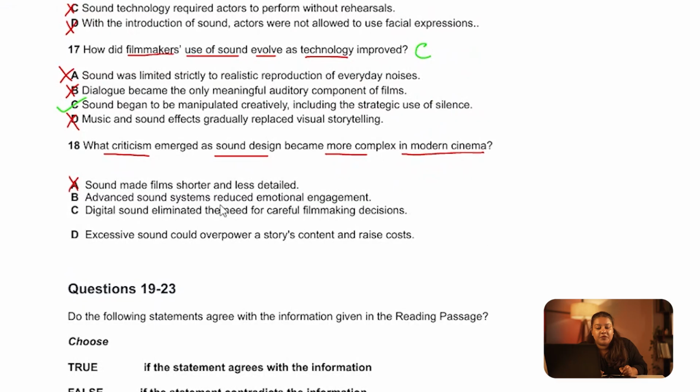Eliminate. Advanced sound systems reduced emotional engagement. We do not have anything mentioned regarding emotional engagement. Digital sound eliminated the need for careful film. No, not really. So we're only left with one option which says excessive sound could overpower stories, content, and pace. Yes, it did say. Furthermore, it improved the cost. And also it did say it can overpower the narrative substance, which is nothing but stories content. So paraphrasing. So answer to question number 18 is option D.